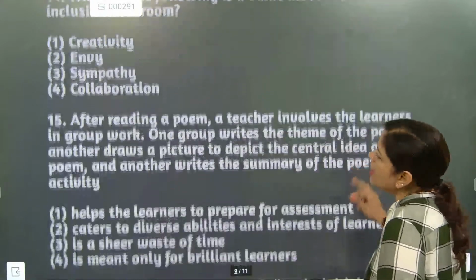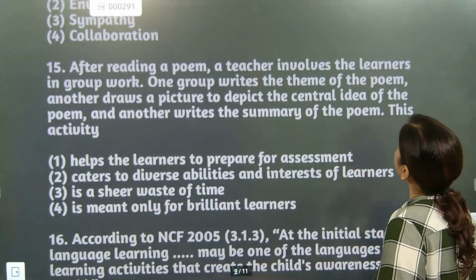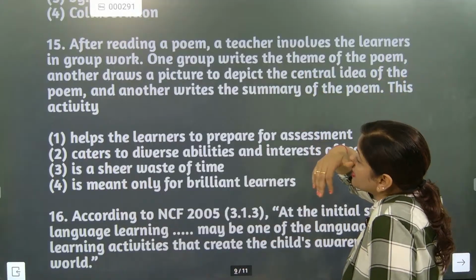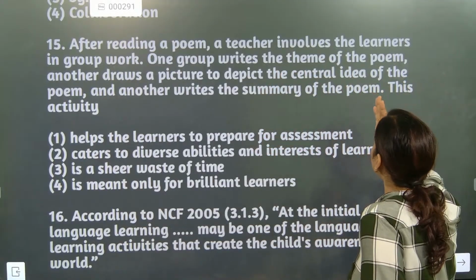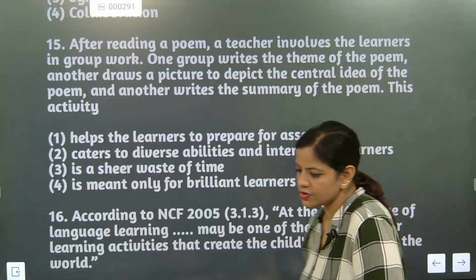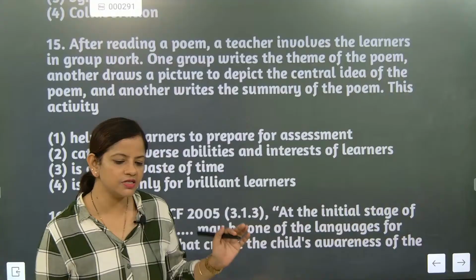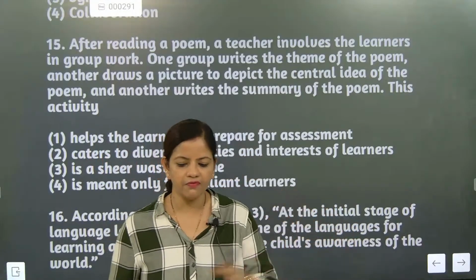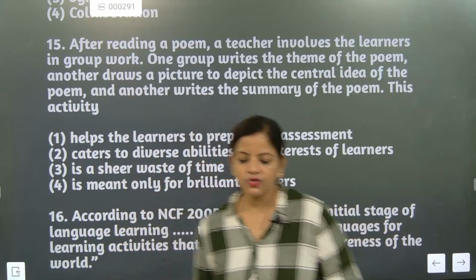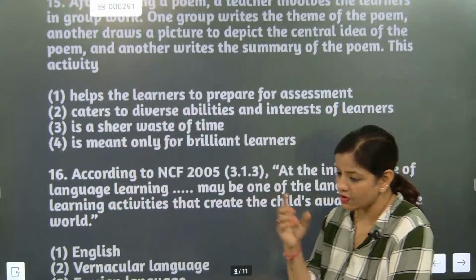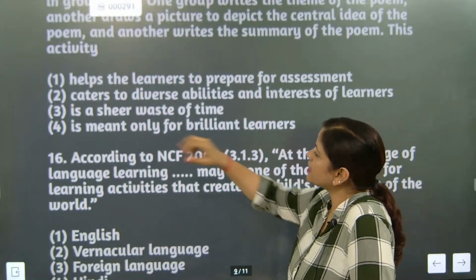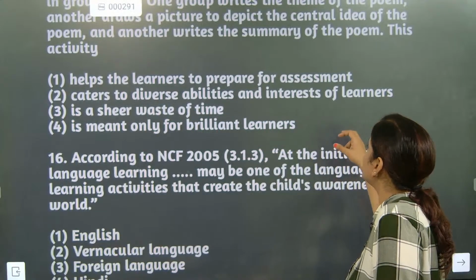Okay. After reading a poem, a teacher involves the learners in group work. One group writes the theme of the poem, another draws a picture to depict the central idea of the poem, and another writes the summary of the poem. Understood? So the teacher has nicely involved all the people in different types of activities. Some are involved in one work, some in another. So what is it for? Why has the teacher involved all the people in different work? It helps the learner to prepare for assessment, cater to diverse abilities and interests of learners.